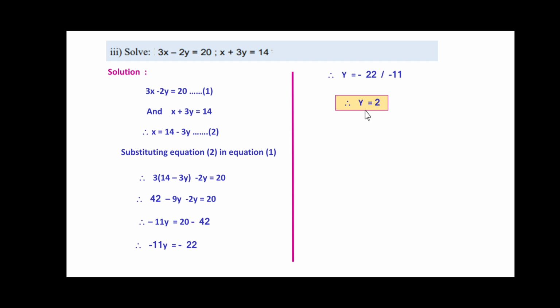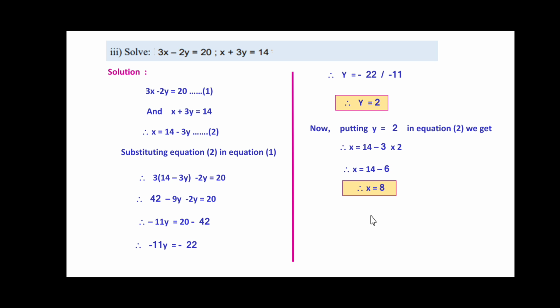We got the value of y. In order to find the value of x, we'll put y is equal to 2 in equation 2. So we'll get x is equal to 14 minus 3 into 2. So x is equal to 14 minus 6. Therefore x is equal to 8. So friends, we got the values of x and y respectively.